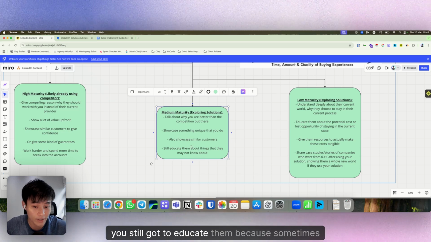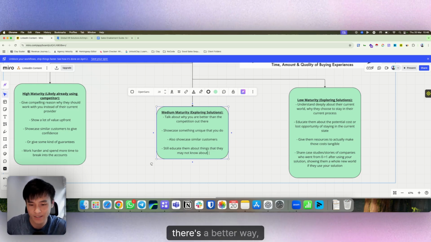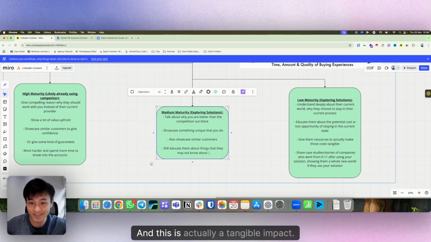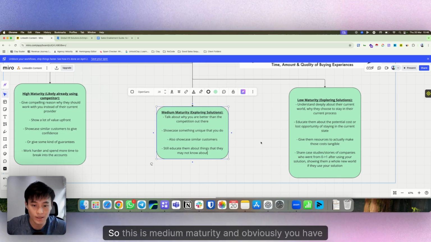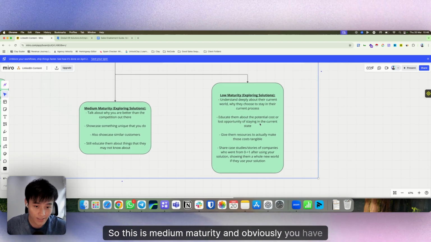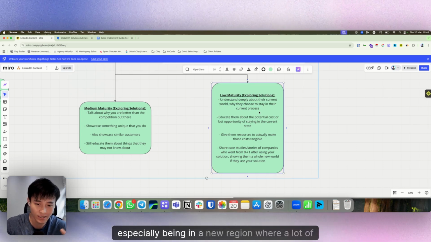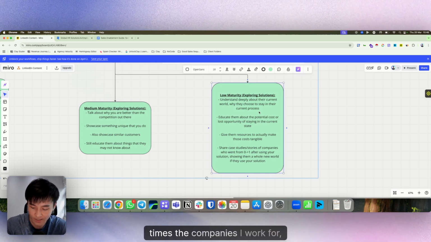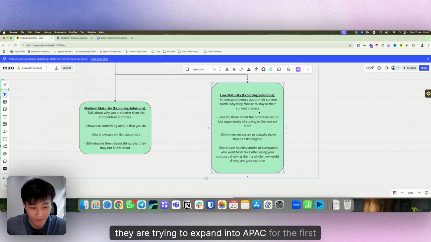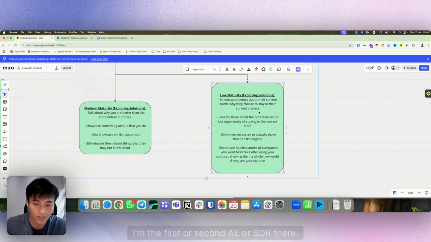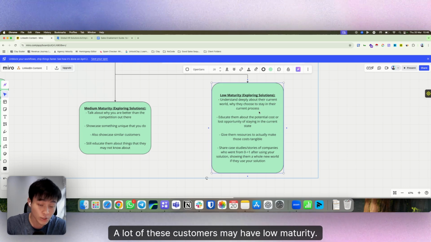But you still have to educate them, because sometimes they may think there's a better way, but you've got to educate them that, yes, it's a better way, and this is actually a tangible impact. So this is medium maturity, and obviously you have the low maturity, right? A lot of times in my experience, especially being in a new region where the companies I work for are trying to expand into APAC for the first time, I'm the first or second AE or SDR there. A lot of these customers may have low maturity.